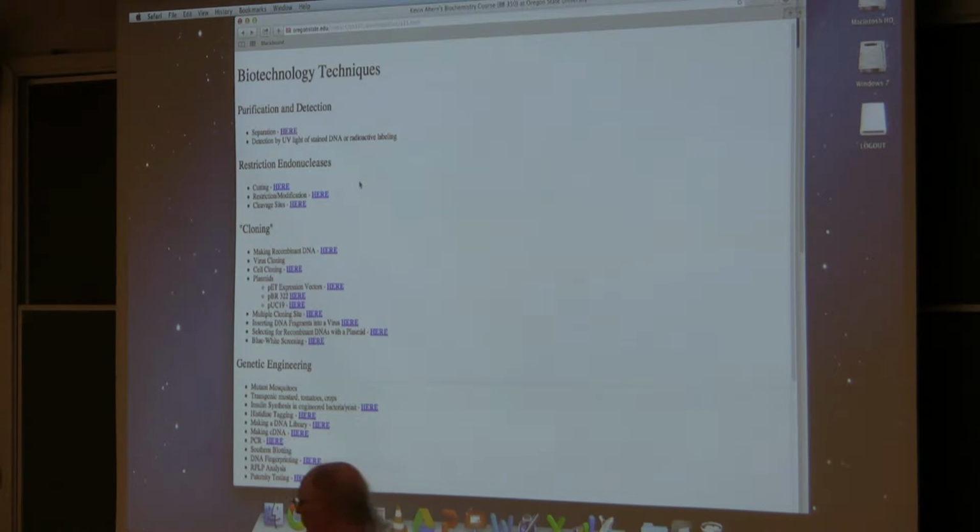Okay? Well, once we separate things, we have to be able to visualize them. Being able to visualize them is important because, obviously, if we can't see them, then it makes it harder for us to work with them. So we have some techniques and tricks that we use to detect where something is. Okay? So, for example, we use a dye called ethidium bromide, right?